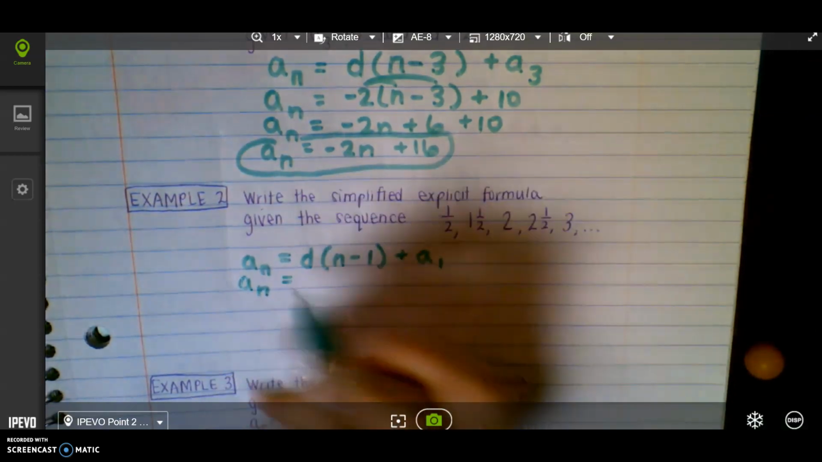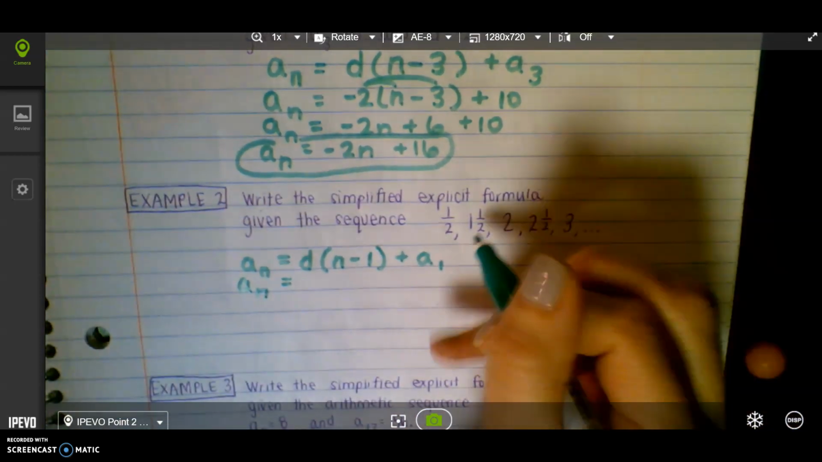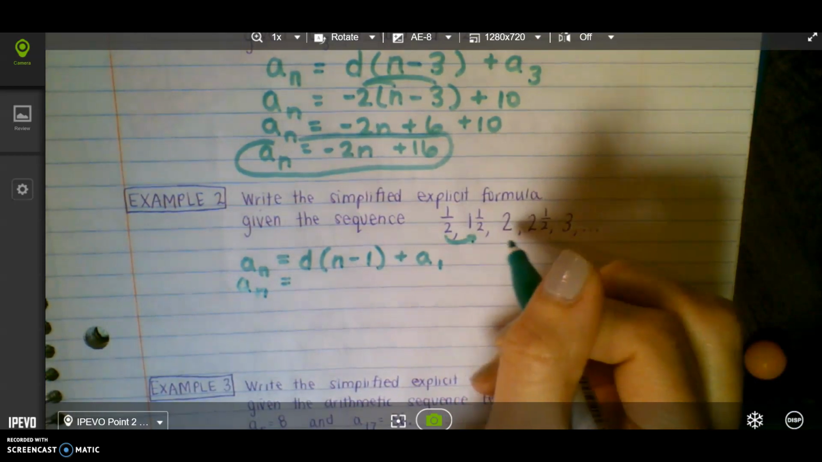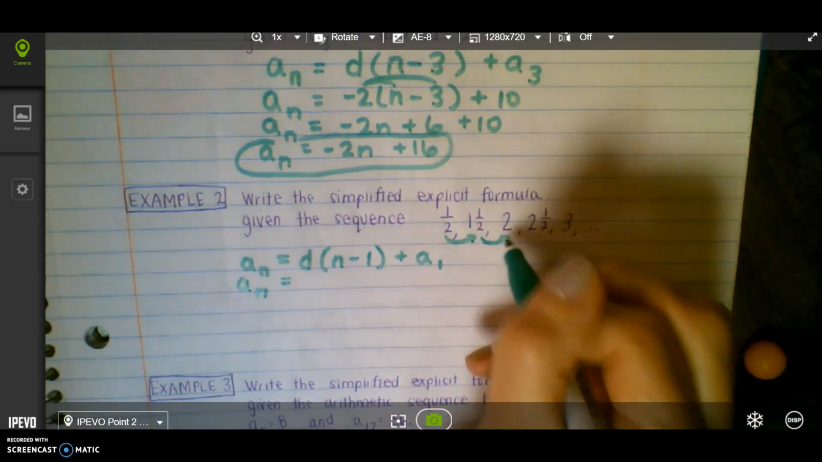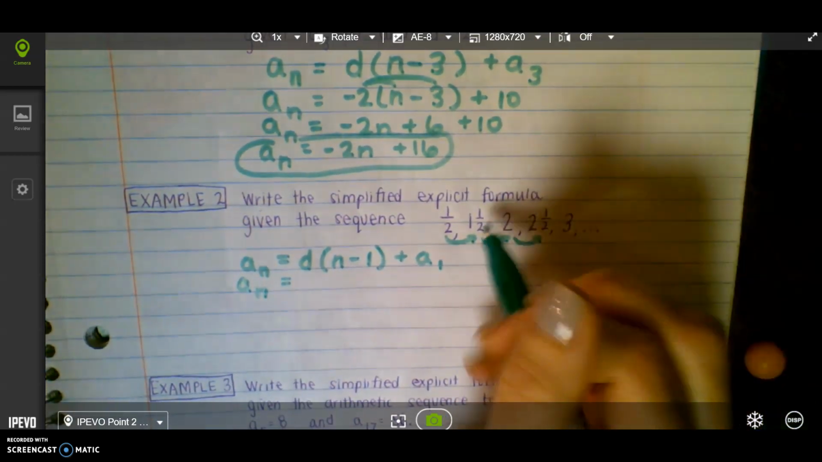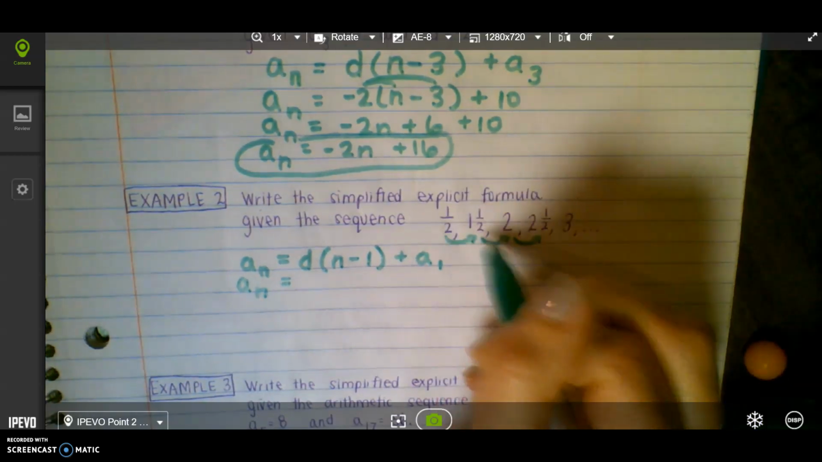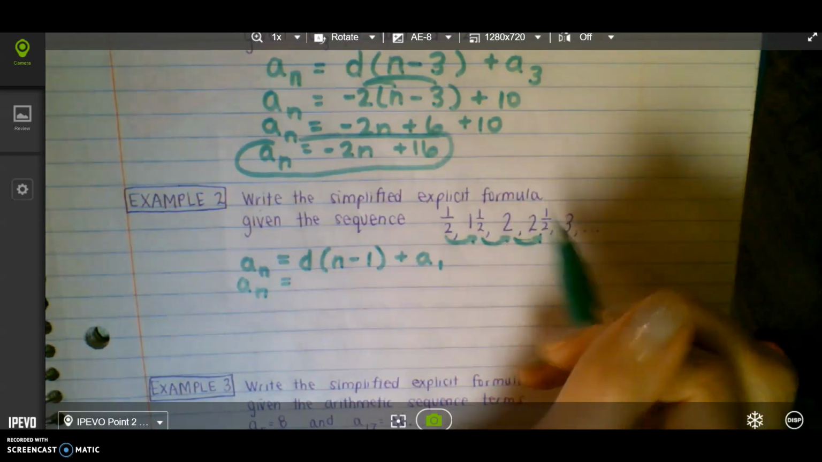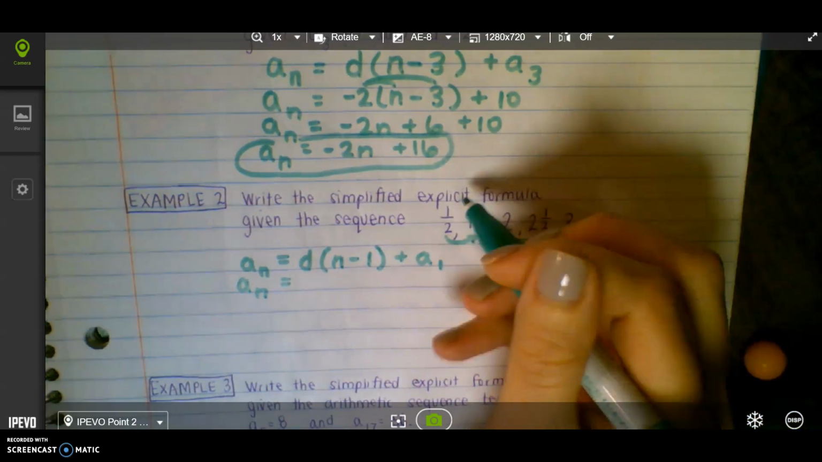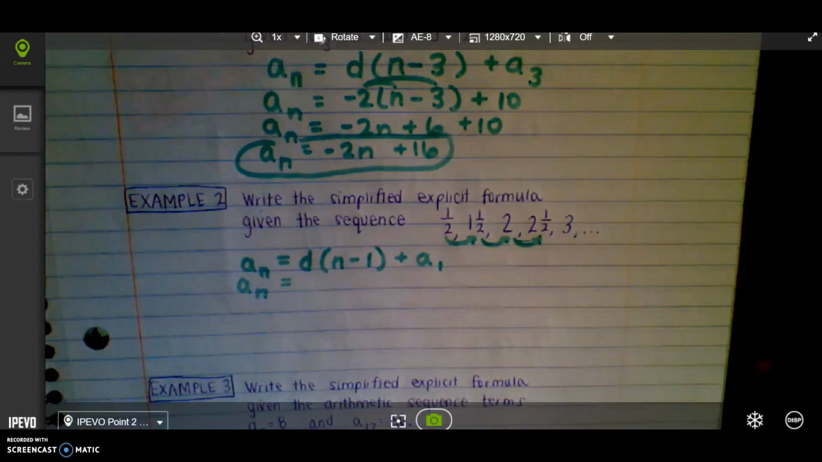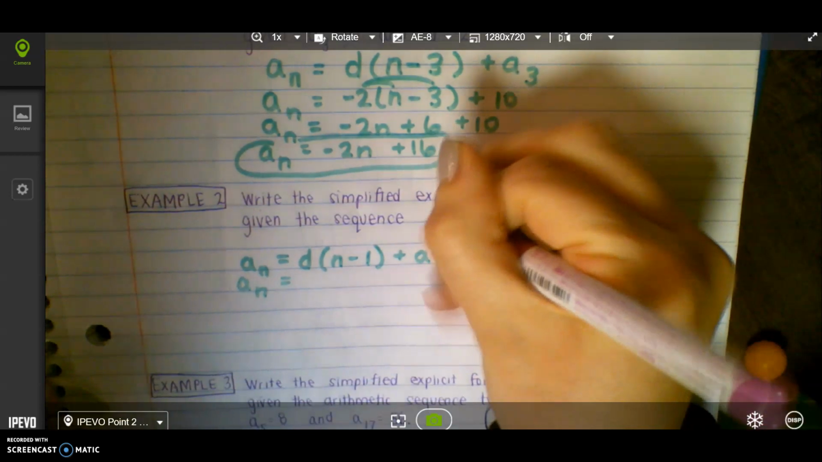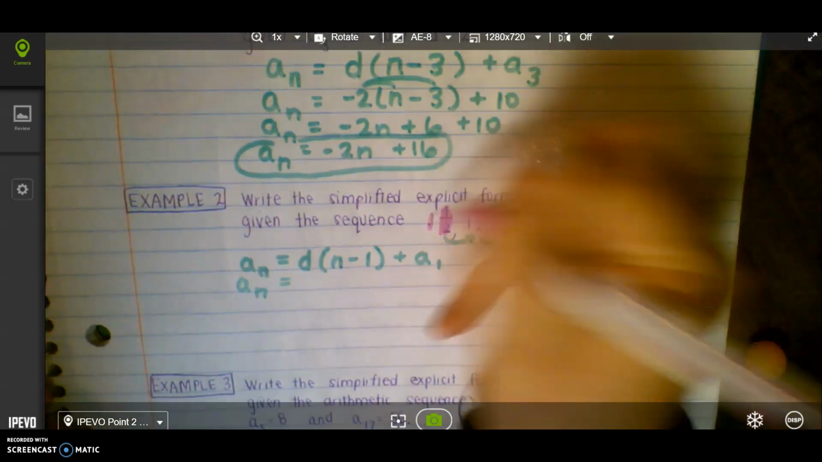A sub n equals the common difference. They didn't tell me what it was, but I can see that I am adding, oh geez, this is wrong. I'm adding 1 here, and then I'm adding half, half, half. So let's change this. Let's make the first term be 1. There we go.